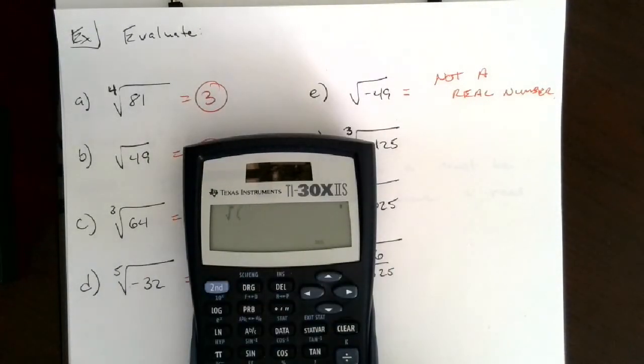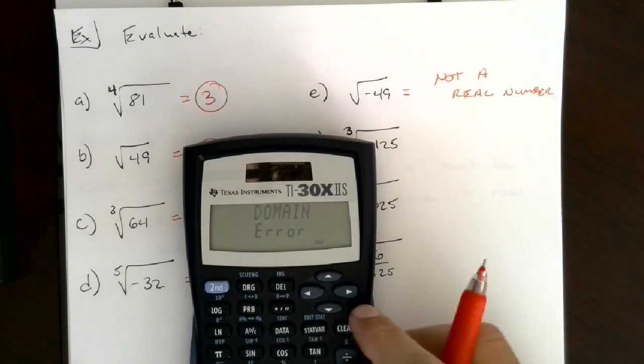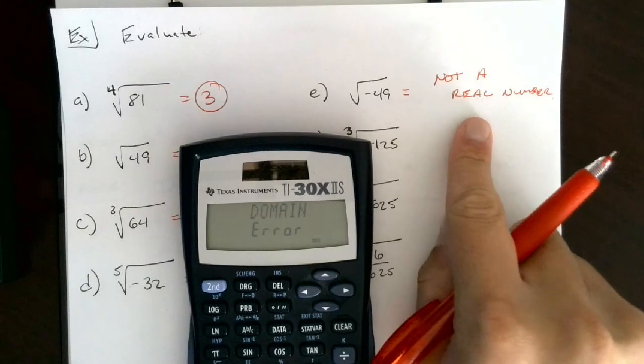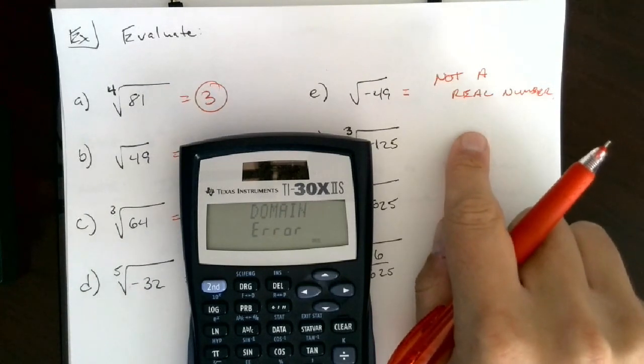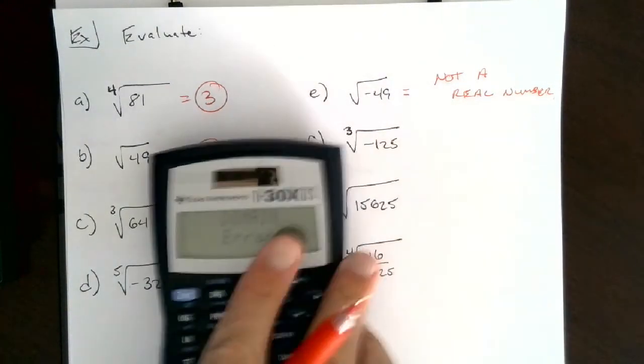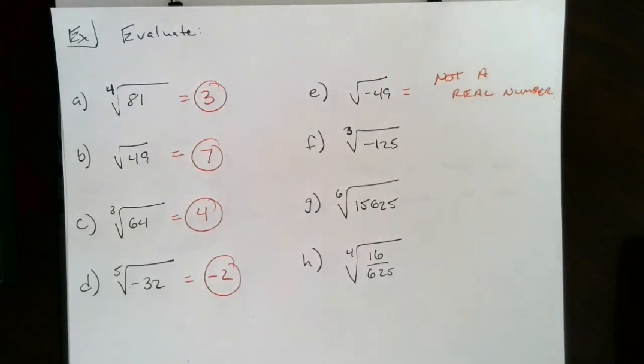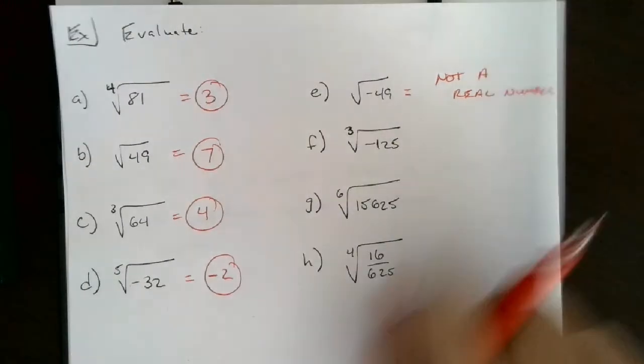So, it would be the square root of negative 49. Domain error. Now, don't write domain error. All right, if you write domain error as your answer, I know you don't understand what you're doing. That's calculator speak. We're just saying that you can't take the square root of a negative number, but the answer is not a real number.